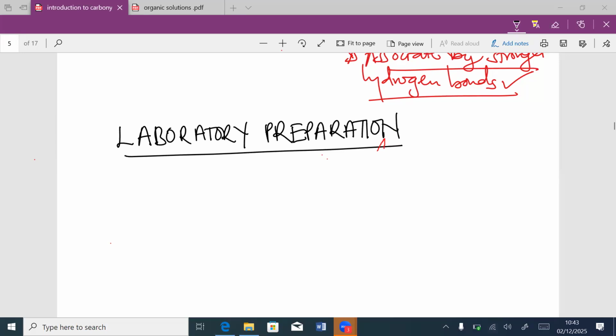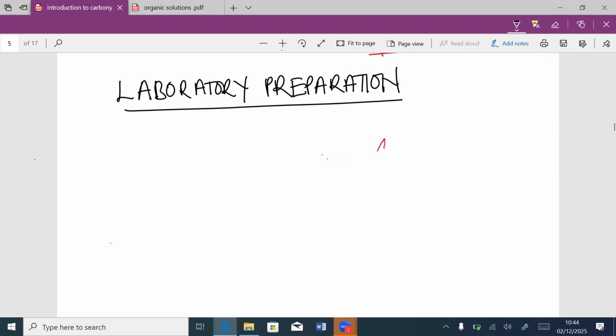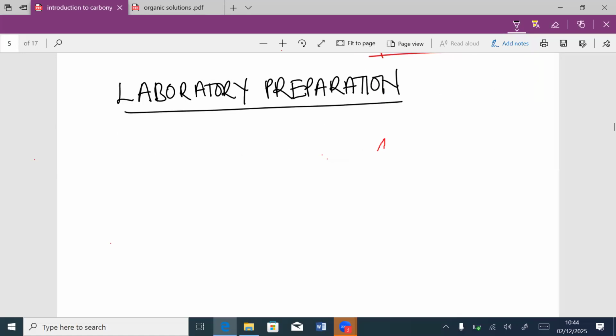So how do we prepare carbonyl compounds within the laboratory? That is actually what I'm going to look at. Then we call it a night well spent. The way we prepare carbonyl compounds in the laboratory, one of them is by oxidation of alcohols.